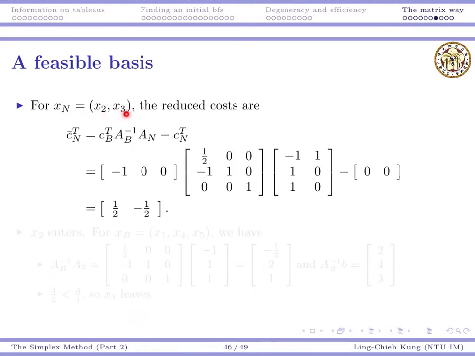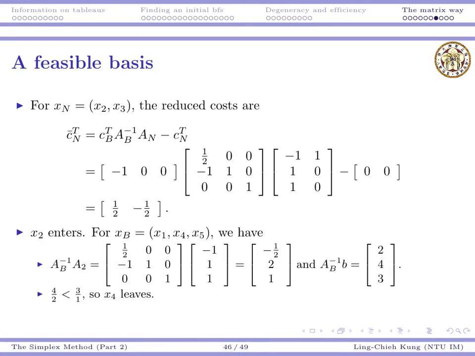For non-basic variables, we want to calculate their reduced costs according to this basic formula. So CB, you have it. AB inverse, you have it. AN are just the 2 columns, the second and the third columns from the matrix A, you have it. CN transpose, you have it. Combining everything here, you get 1/2 and a -1/2. That directly tells you that x2 should enter, because it has a positive reduced cost.